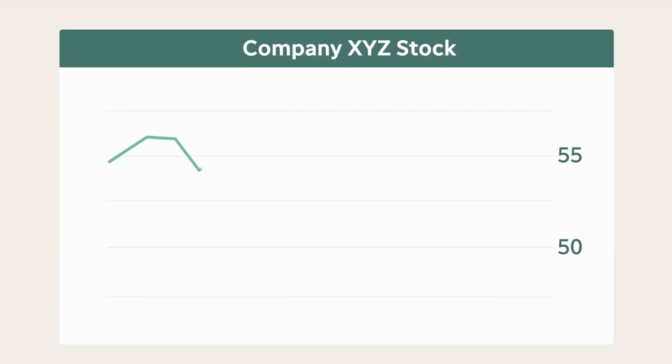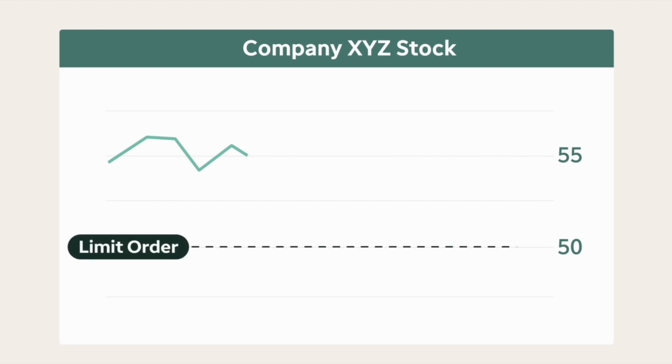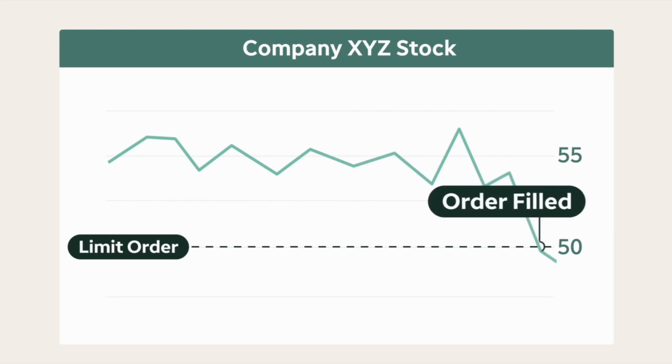Let's say, for example, that a stock is currently trading at $55, but an investor believes it'd be a good value at $50 or less. This investor could place a limit order to buy the stock at $50. If the stock never reaches the limit price, the order would never be filled. If the stock does drop to $50 or below, with enough volume available at that price, the order will fill and the investor will buy the stock for $50 or less.